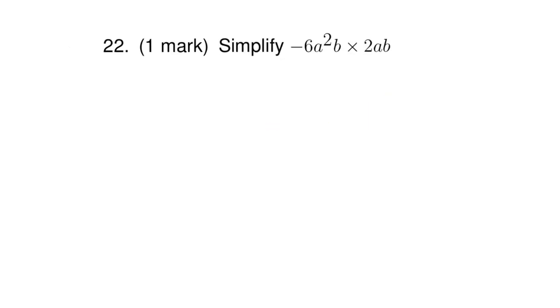All right, let's do this simplification. I'm just going to do it the short way first, and then I'll do a longer way for those of you who maybe struggle with the short way. I can look at this and know I'm going to do the numbers first. So -6 times 2 gives me -12. Next, I'll do the a's. I've got a squared times a, which will give me a cubed. And then finally, I've got b times b, which gives me b squared. That's my answer right there.